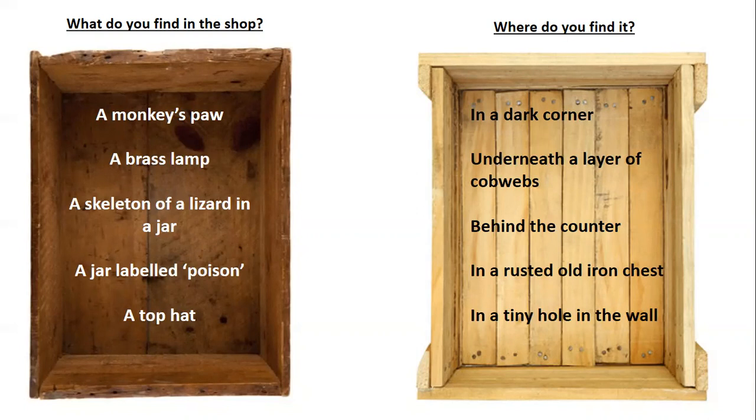That's the trick. It's not about just thinking of amazing, interesting items straight out. It's about thinking of something that might be quite normal, like a top hat or a jar, but then thinking, oh, what extra things could I add to that to make it a little bit more? It's the same with where you find them. So in a dark corner, fine, but could you add something else that makes it a little bit more interesting? So I've done that with mine.